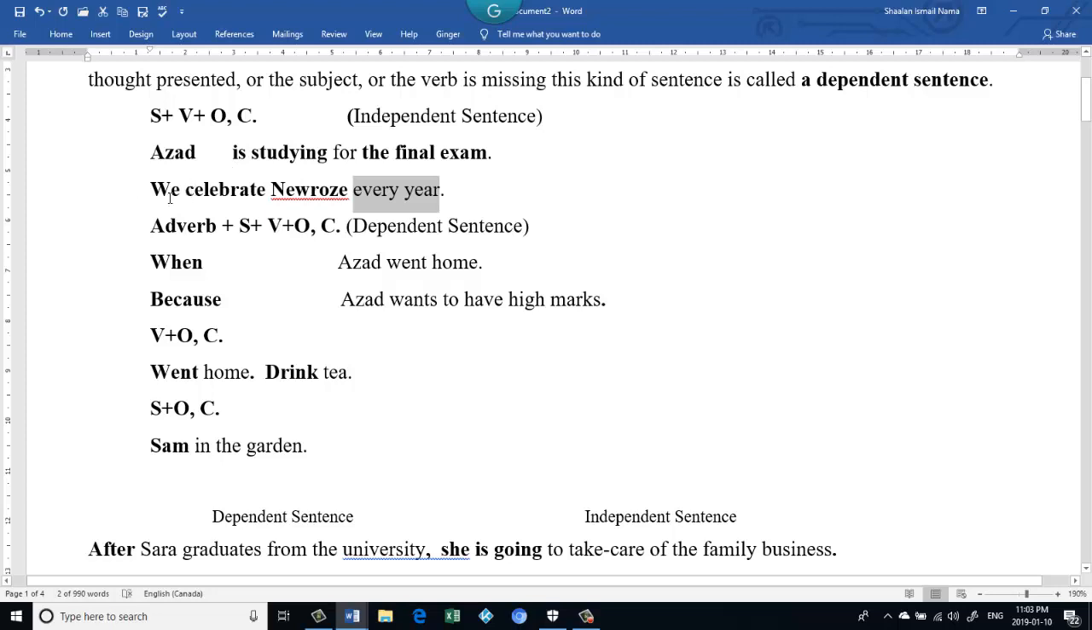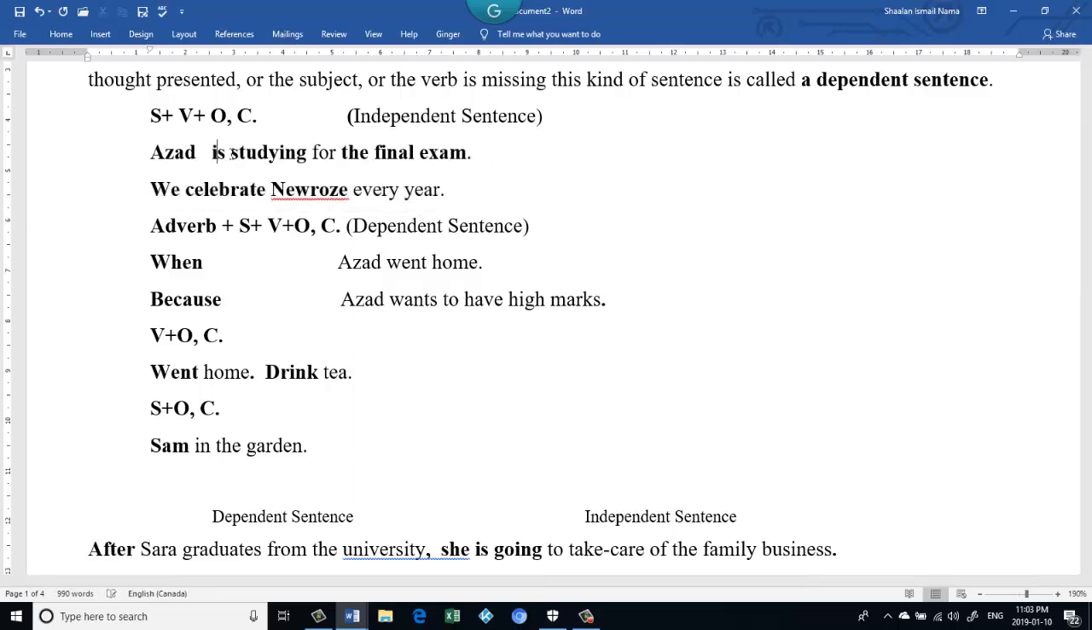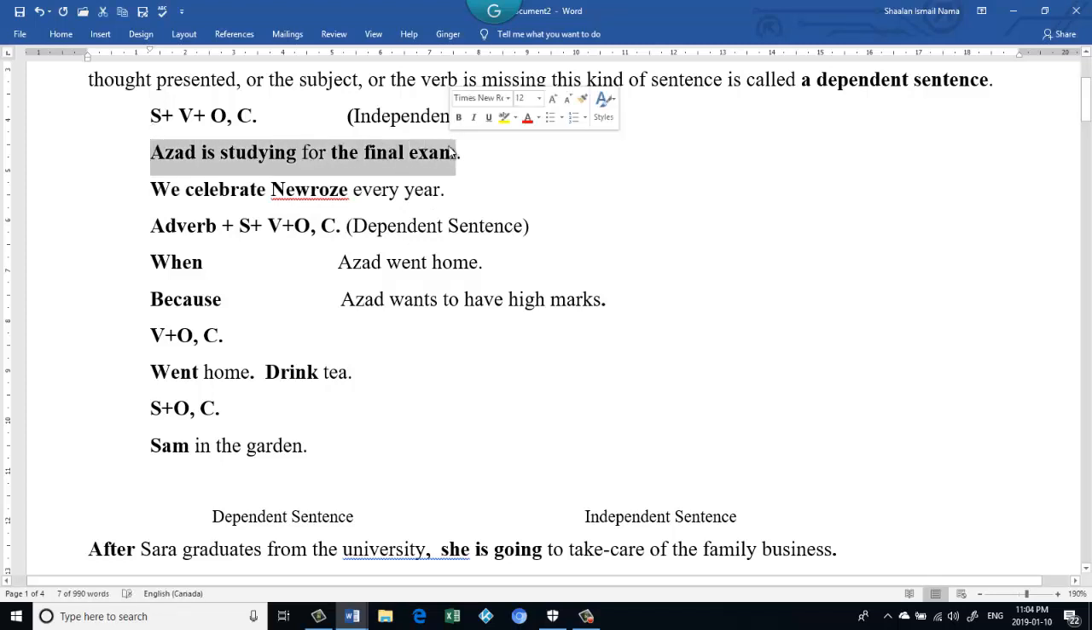If we look here again, now my sentence here is an independent sentence. Exactly the same thing here: Azad is studying for the final exam. It's an independent sentence, it could stand alone. And in English, whenever we start a sentence, we have to start with a capital letter. And then we end our sentence with a period, or sometimes they say full stop.